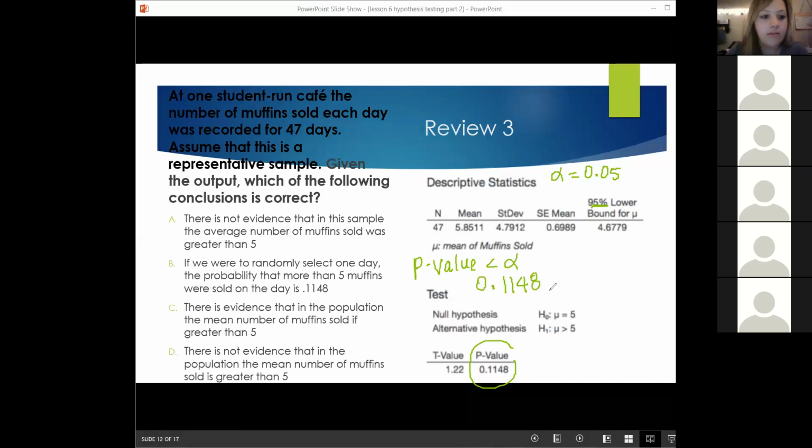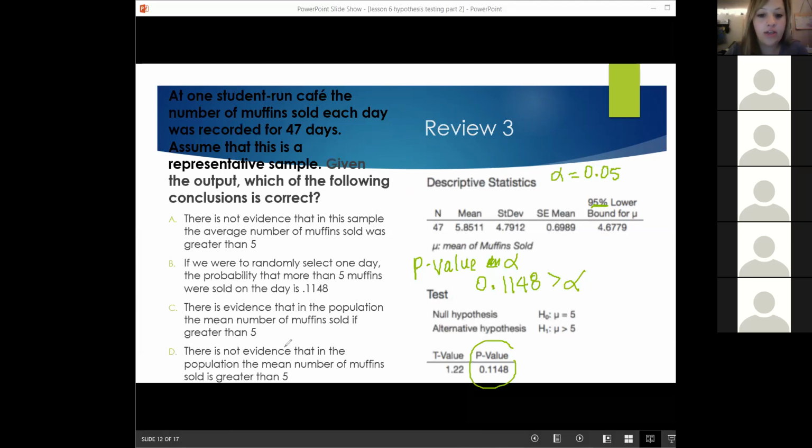Because 0.1148, I'm sorry, wrong way around. Our p-value is greater than alpha. So we are going to end up failing to reject our null since our p-value is greater than alpha.